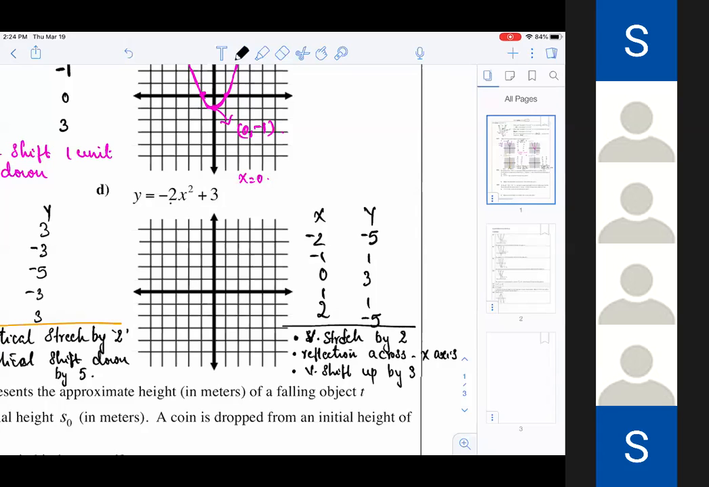So -2, let me graph it. -2 is -5. Say here. -1 is 1. 0 is 3 here. And then here. So the graph is going to be... Okay, is it clear? Mm-hmm.